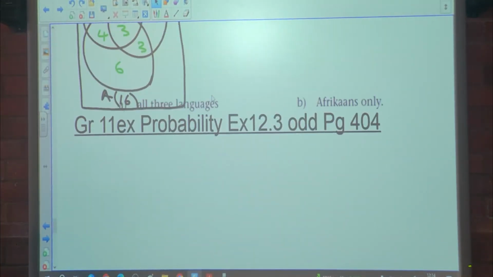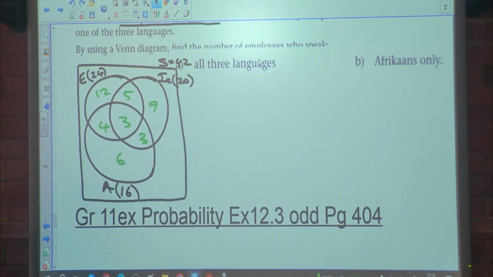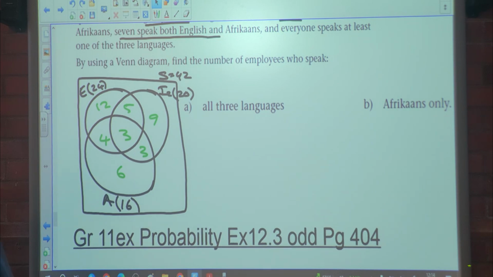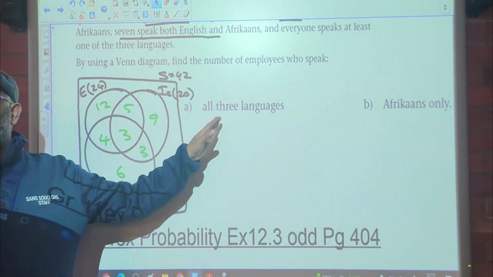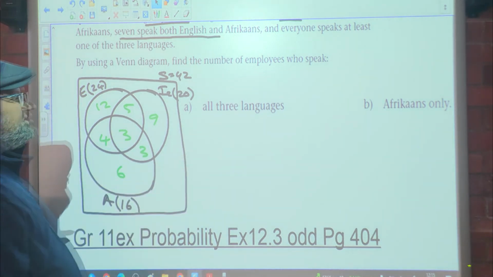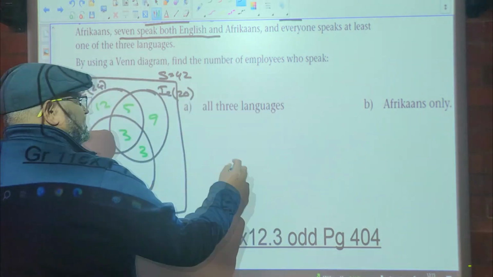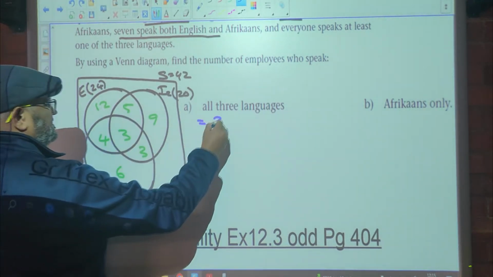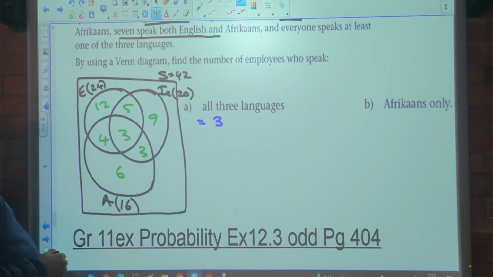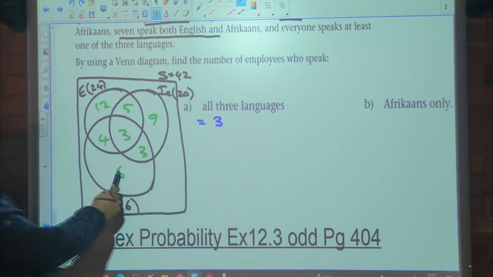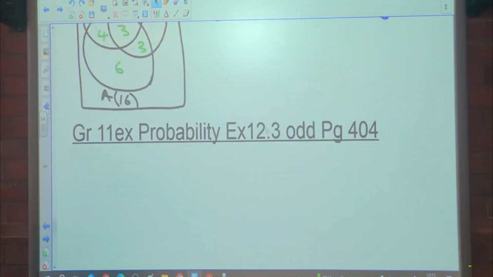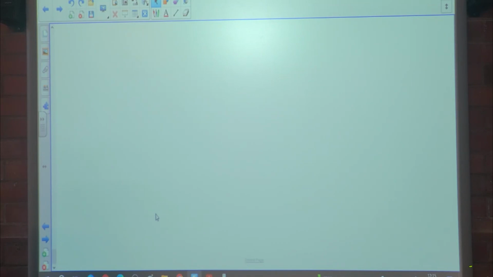So let's look at the question now. The question says, by using the Venn diagram, find the number of employees who speak all three languages. Here the question is not for the probability. The question is all three languages. So how many speak all three languages? Check if that answer is correct. Afrikaans only, 6. That's all.